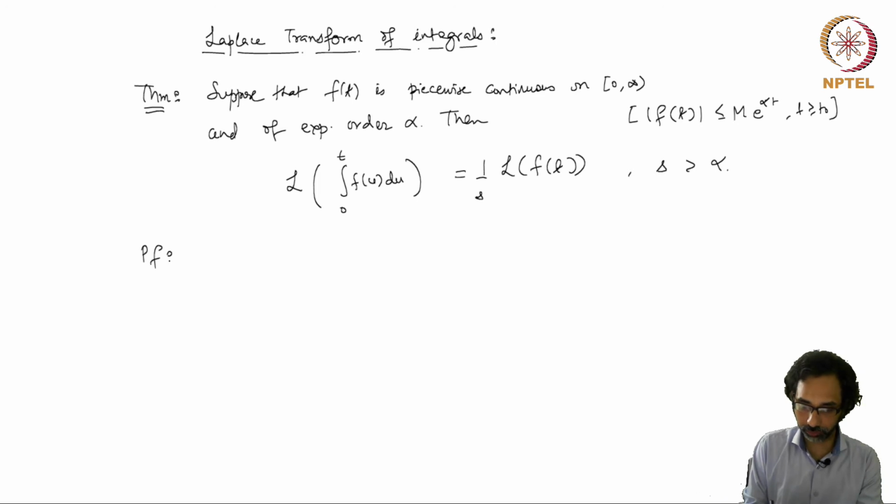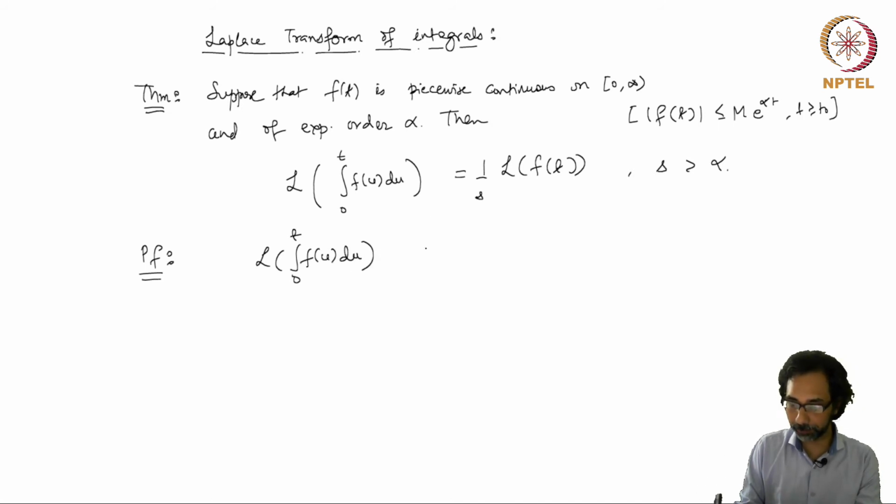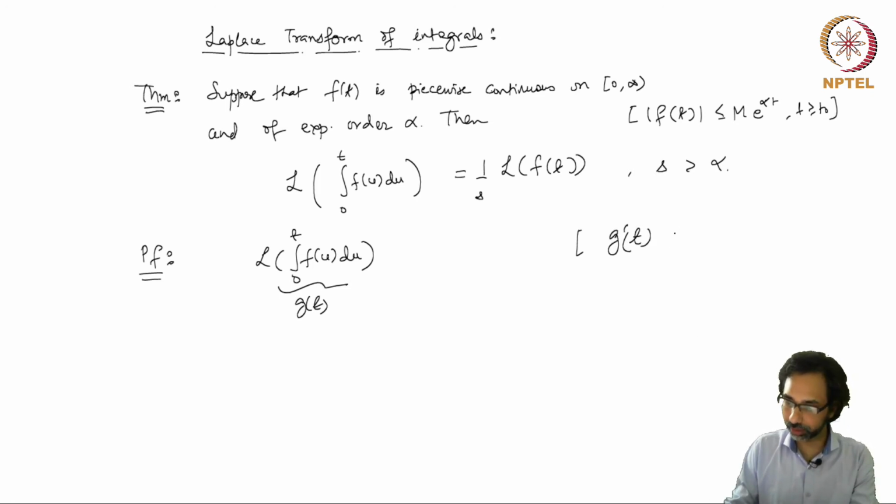So let's see the proof. So the Laplace transform of the integral from 0 to t of f(u) du, we have to compute this. So note that this, let me call this g(t). So the derivative of g(t) is simply f(t). So we can use the derivative formula.